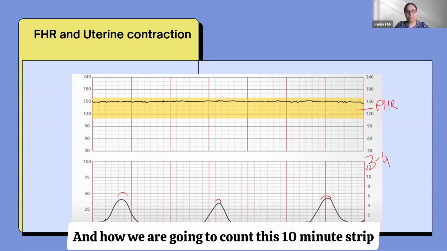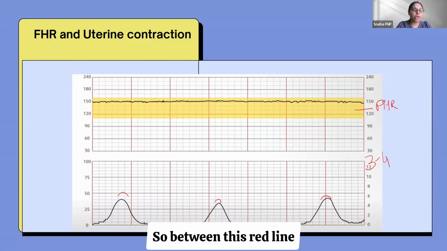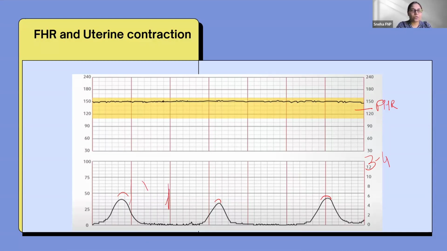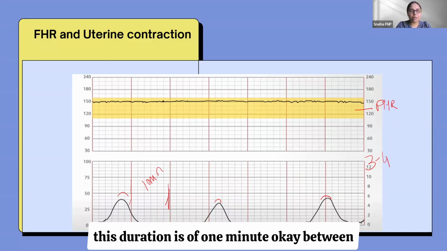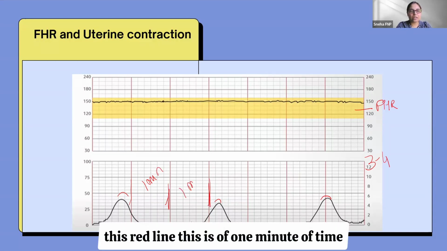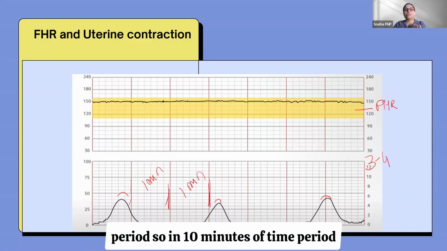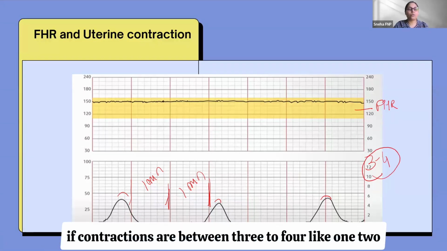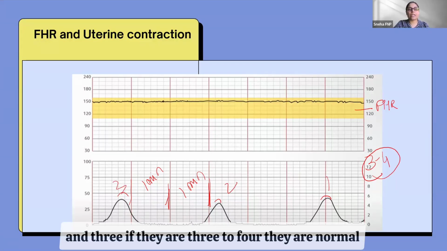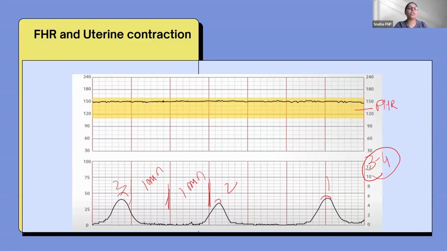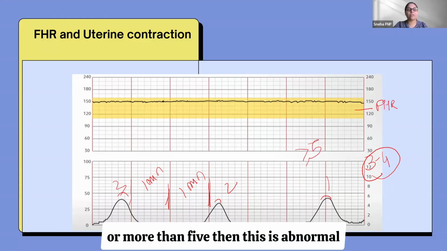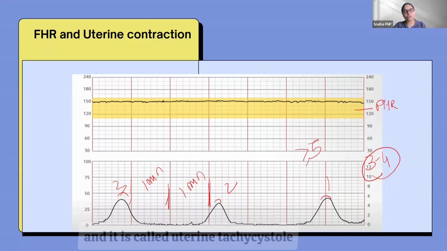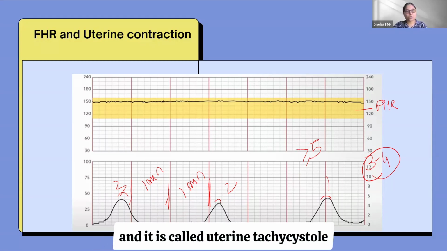And how are we going to count this 10-minute strip? So between this red line, this duration is 1 minute. Okay, between this red line, this is 1 minute of time period. So in 10 minutes of time period, if contractions are between 3 to 4, like 1, 2 and 3, they are normal. But if they are 5 or more than 5, then this is abnormal, and it is called uterine tachysystole.